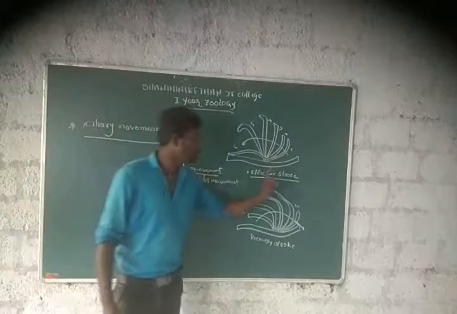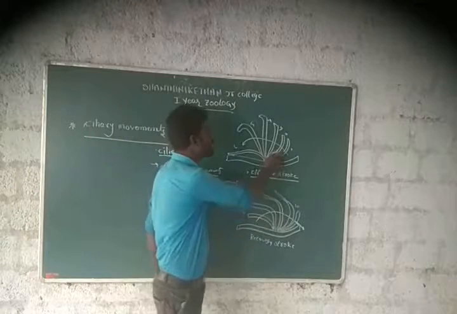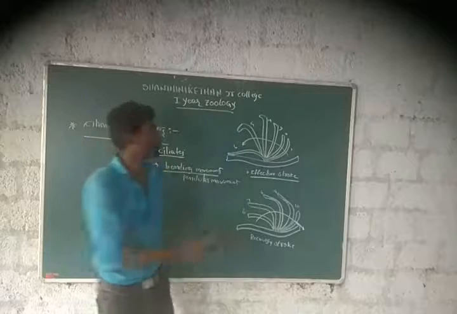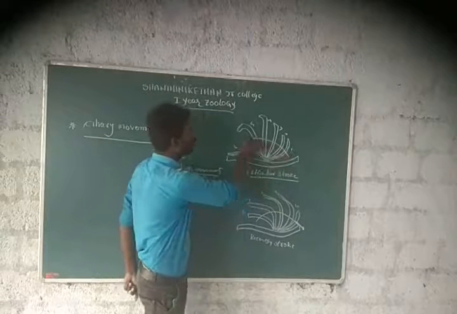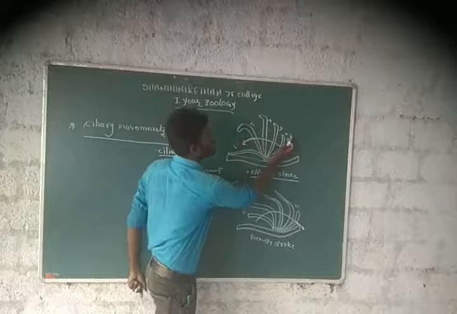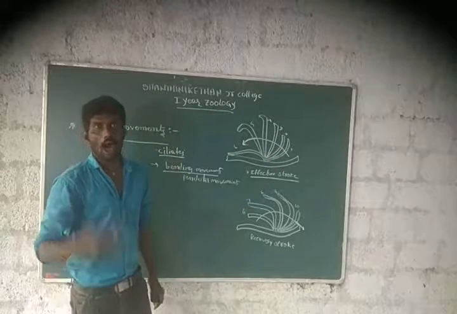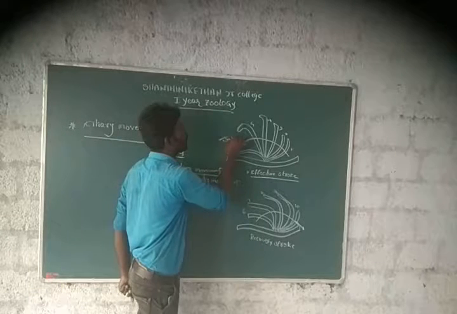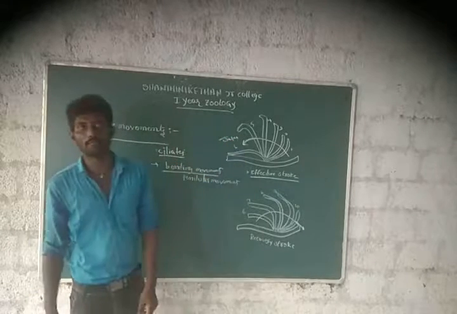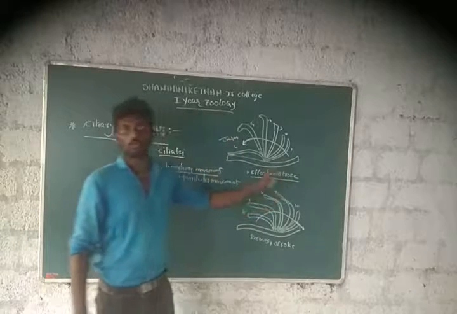In the effective stroke, the cilia bends backward. After that it beats against the water. This kind of stroke is known as an effective stroke.